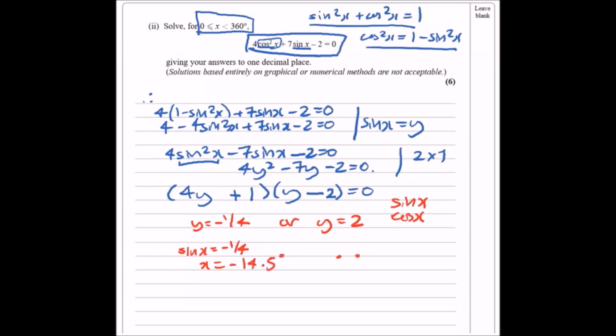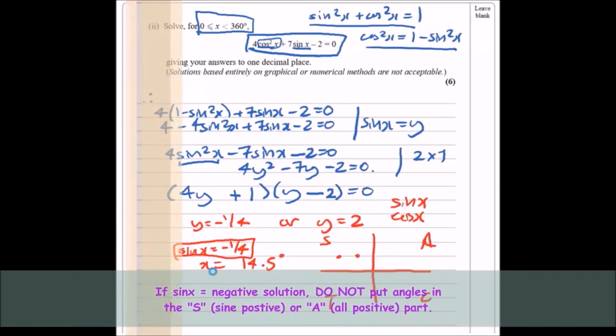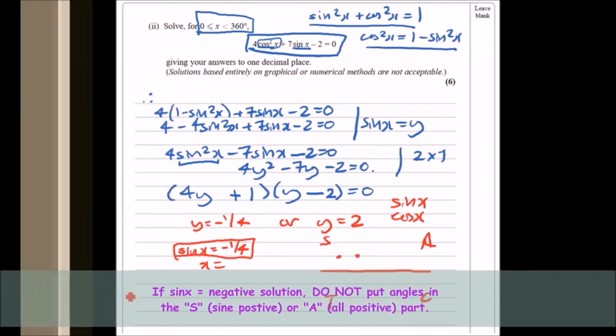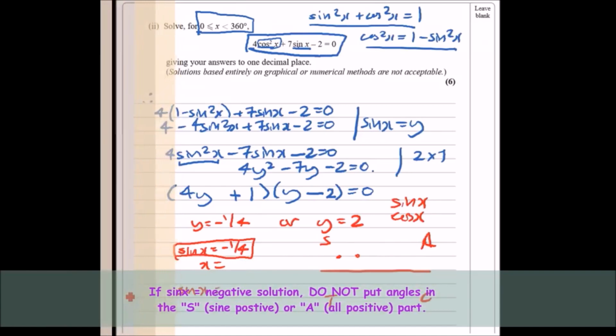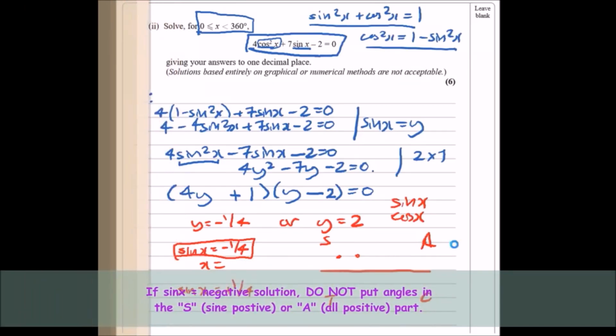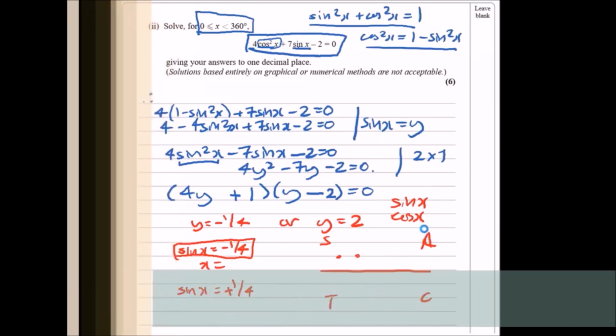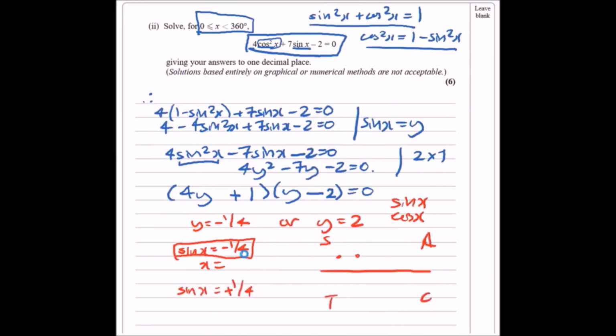Now let's apply the CAST rule, because that's pretty much the point of this video. Usually we always check this part to determine how to use it. Notice that we have a negative sign here. This means that we do not put angles in the sine part or the All part. All implies that it's positive. If the equation was, for example, sine x equals positive 1/4, it means that we would use values from A and S. Because we have negative a quarter, we will have to work in the T and C.